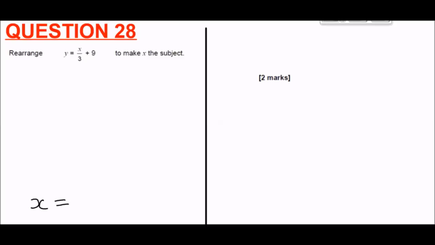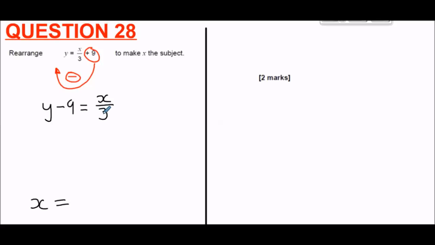One way is just to have x on its own, by swapping sides and swapping signs. What we could do with this minus 9 is get rid of it and put it to the other side of the equal sign. But if it swaps over, it swaps sign. So the opposite of plus 9 would be minus 9. So the next step, we'd have y minus 9 equals x over 3. Then what we need to do is get rid of this 3.